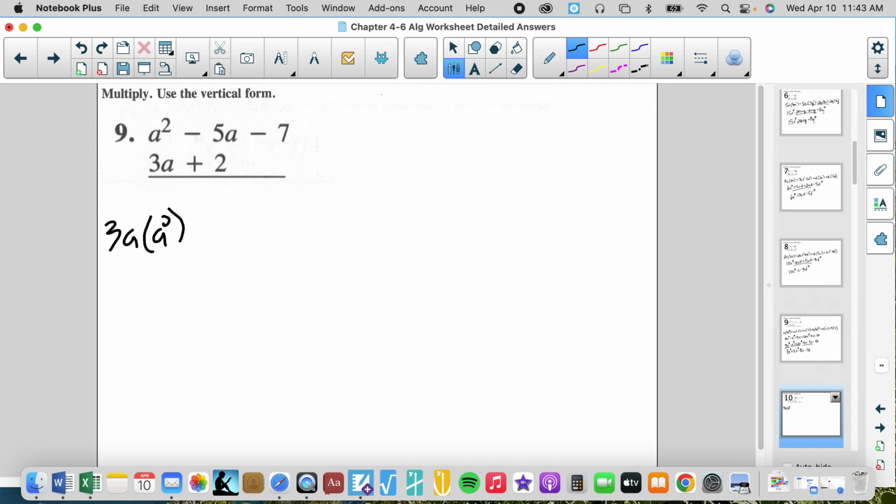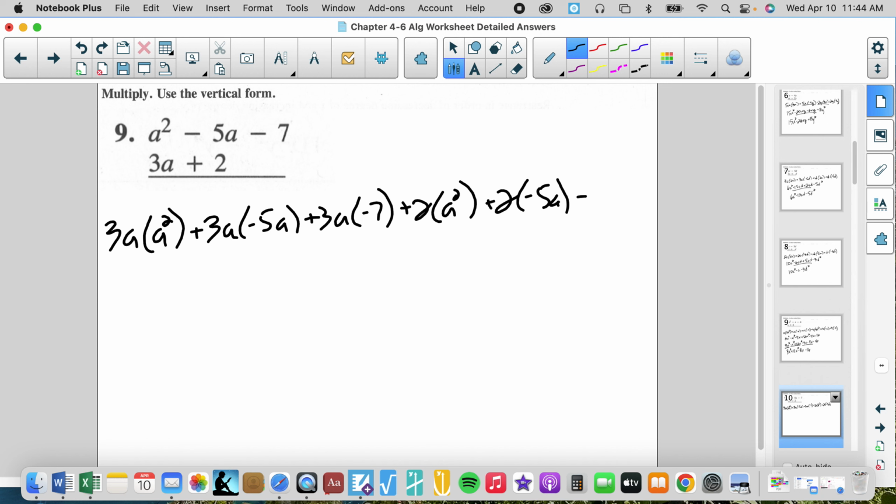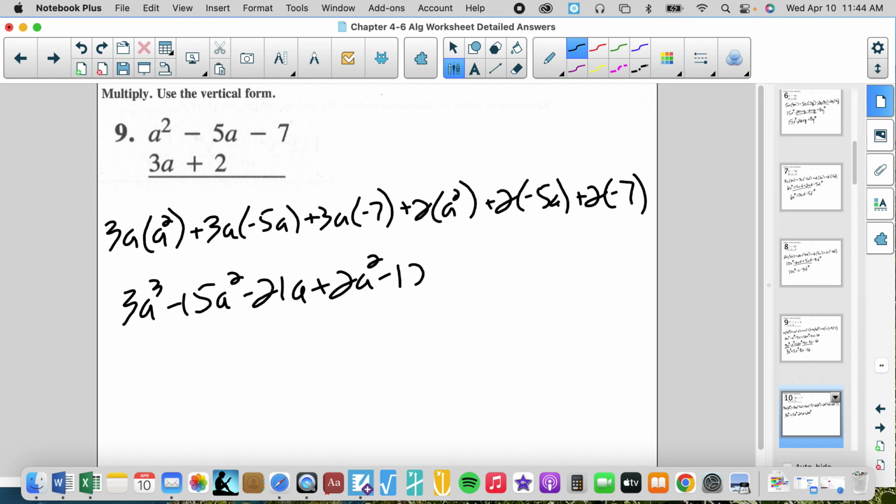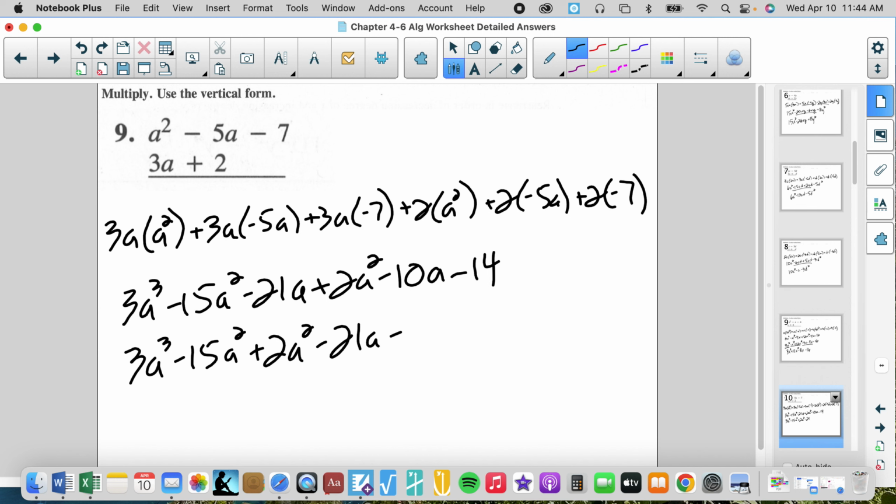3a times a squared plus 3a times negative 5a plus 3a times negative 7 plus 2 times a squared plus 2 times negative 5a plus 2 times negative 7. 3a cubed minus 15a squared minus 21a plus 2a squared minus 10a minus 14. Put them in order. 3a cubed minus 15a squared plus 2a squared minus 21a minus 10a minus 14.